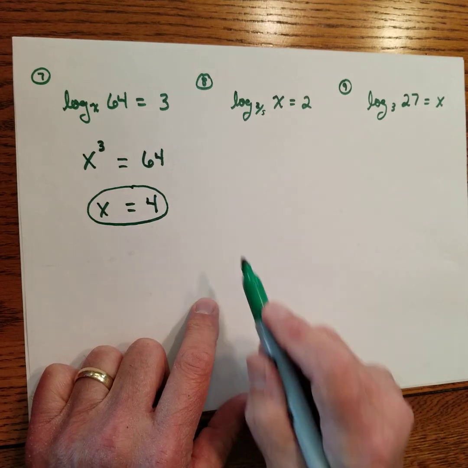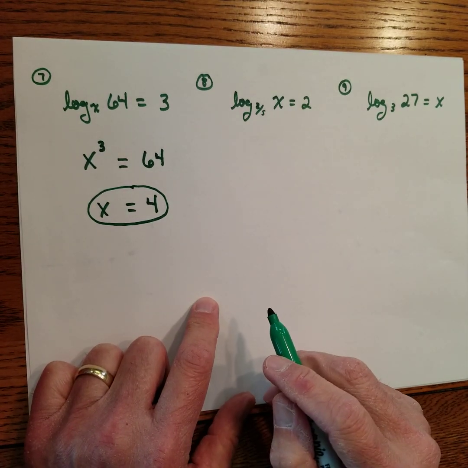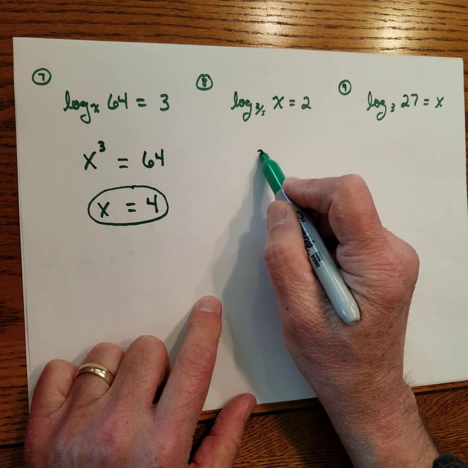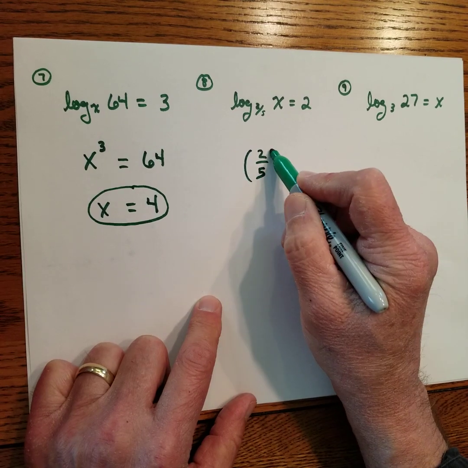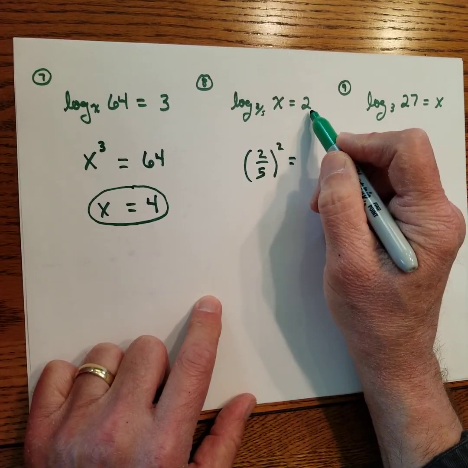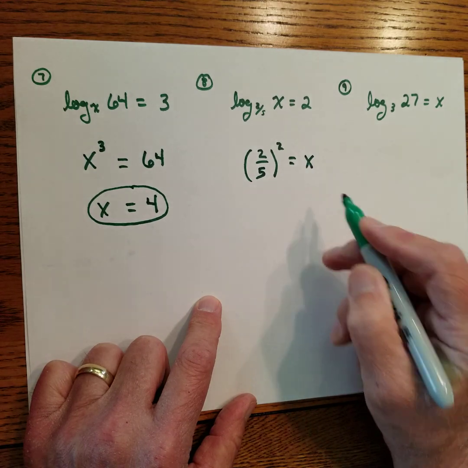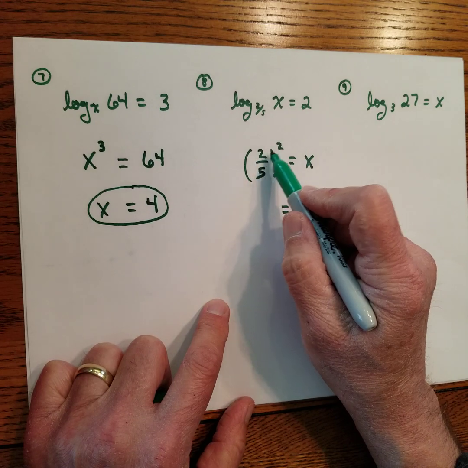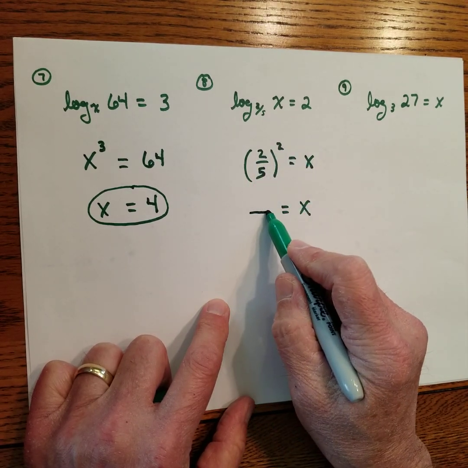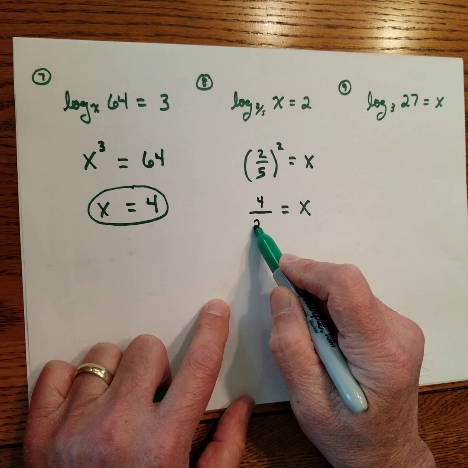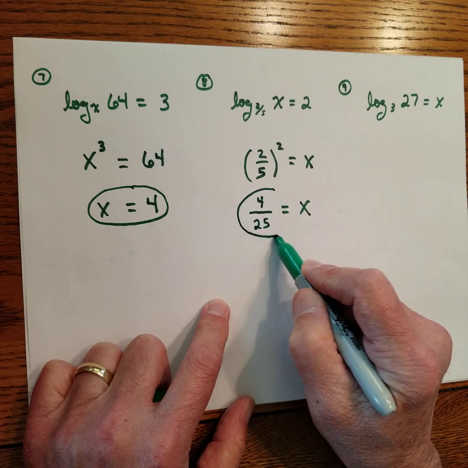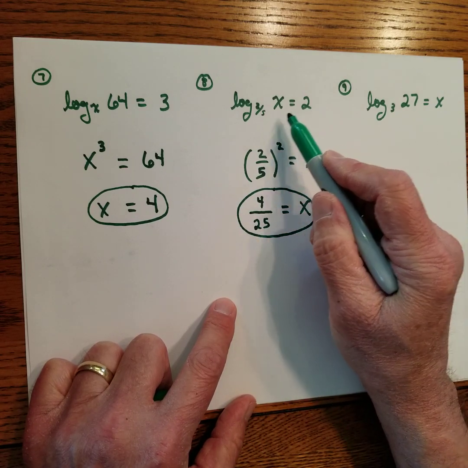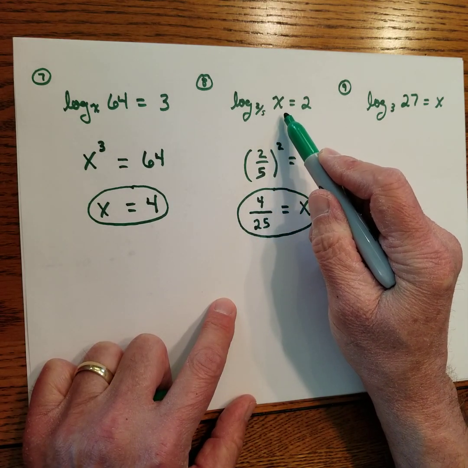This one's got a fraction. Let's see if we can do it by changing it into exponential form. Remember, 2 is the exponent that goes on that base. 2 is the exponent that goes on 2/5 and changes it into x. Well, that's easy to do in my head. I'll take 2 and square it. I'll take 5 and square it. 2 squared is 4. 5 squared is 25. Why is that correct? Because 2 is the exponent that changes 2/5 into 4 over 25.